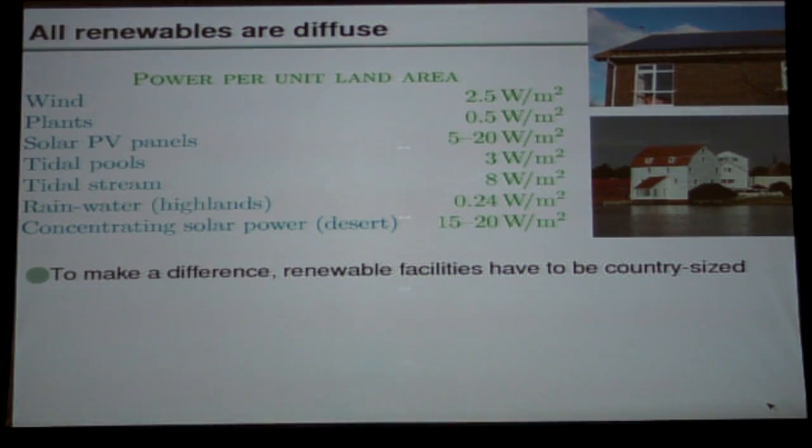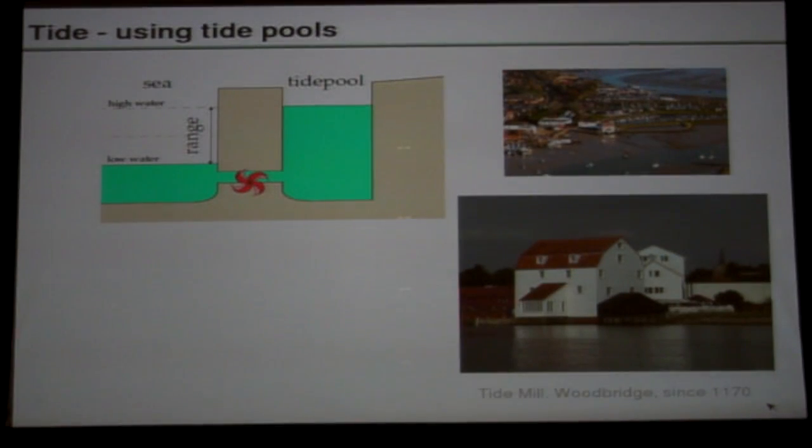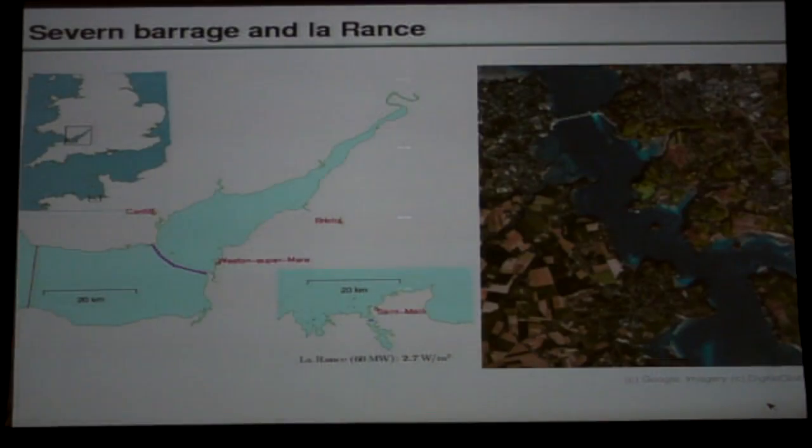Next up, let's talk about tide pools. Tidal pools have existed for centuries, and the latest one in France delivers a power per unit area of 2.7 watts per square metre. And that's very similar to wind farms at 2.5 watts per square metre. So we already know the answer, don't we?